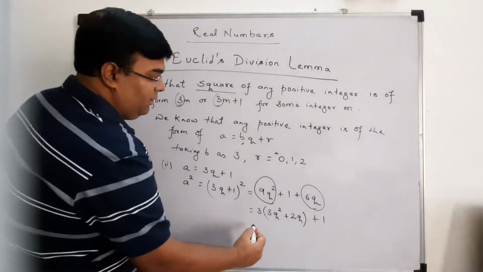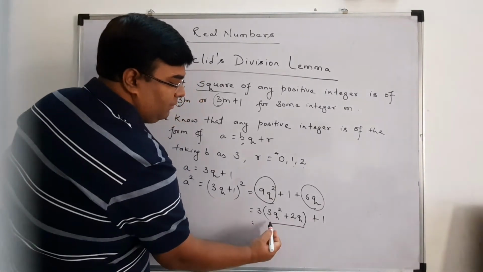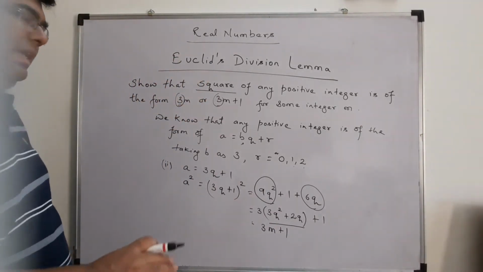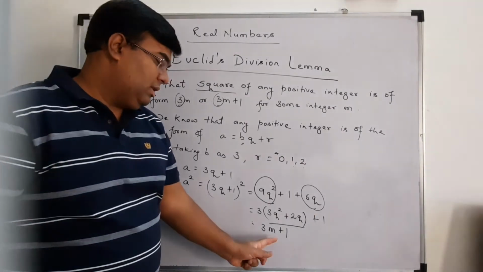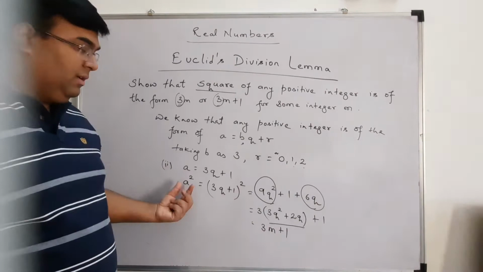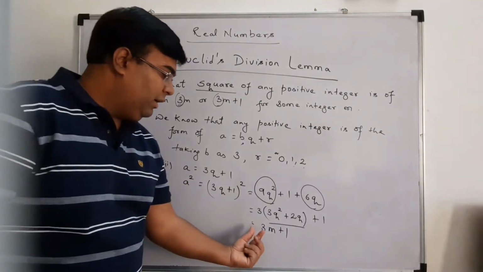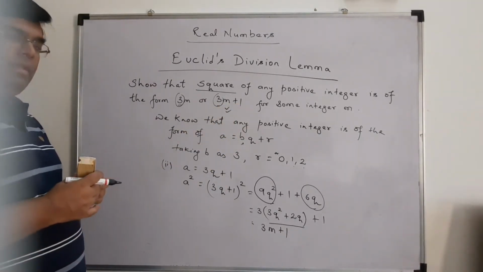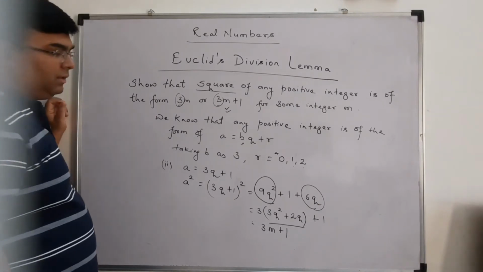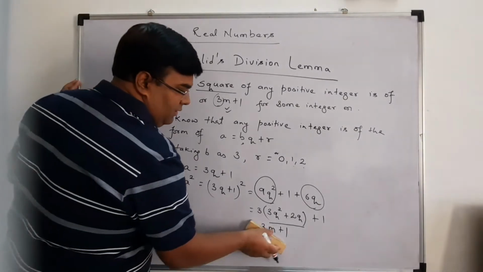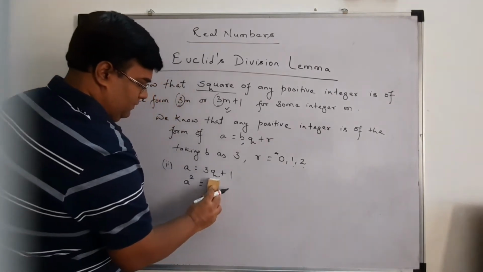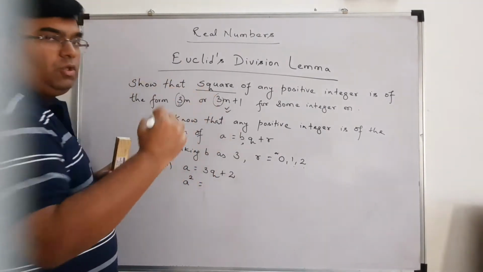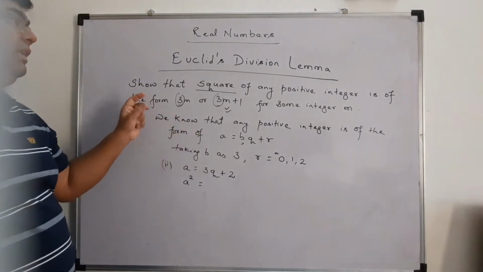Again we will replace the whole thing by m. m is any integer, you don't need to bother about this m. So we have again written my second case, a square, as 3m plus 1, which is in this form. So it is okay with us, correct? Now let us take our next case, where our remainder will be 2.